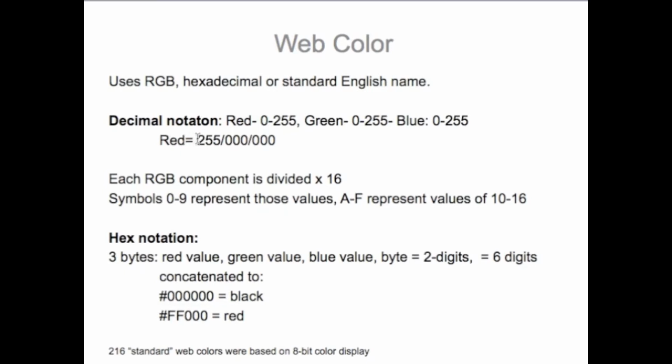So here is the color notation. This is how it's written out to specify red. So you are full on red, you have no green, and you have no blue light coming through the pixel.